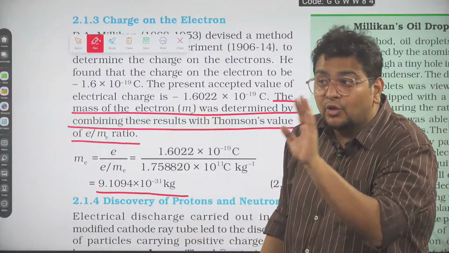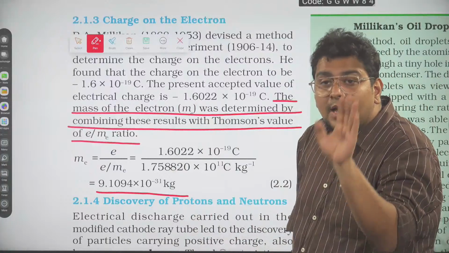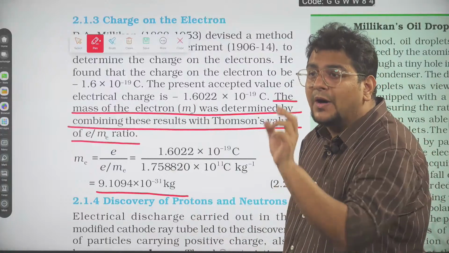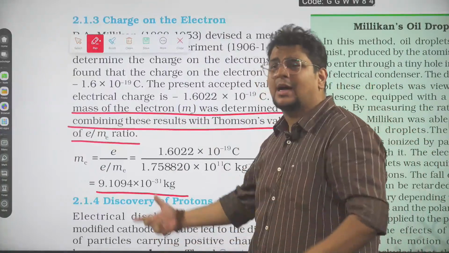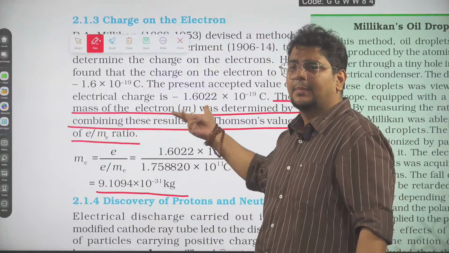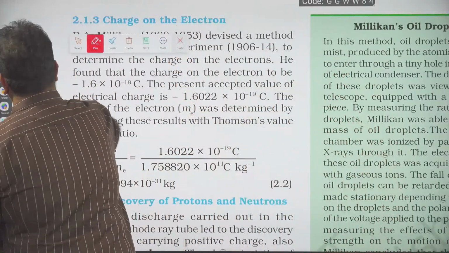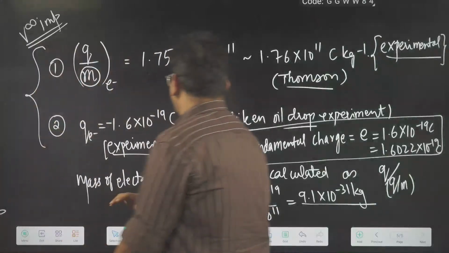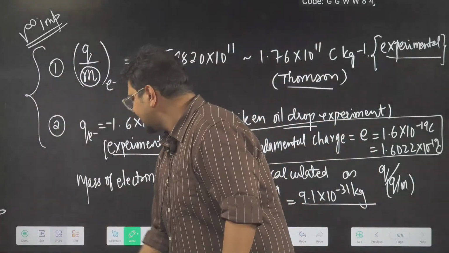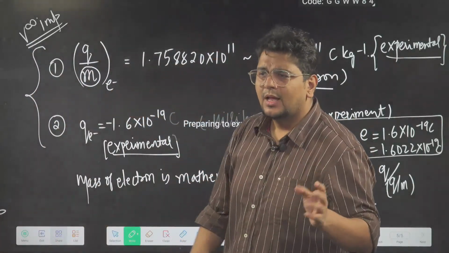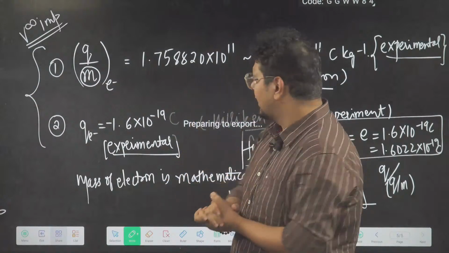Mass of electron is not experimentally found. Mass of electron is found by combining the experimental data of Thomson and Millikan. And this is the end of today's lecture. Any problem, any doubt up to here? Give me 2-3 answers, we'll wind up the lecture.